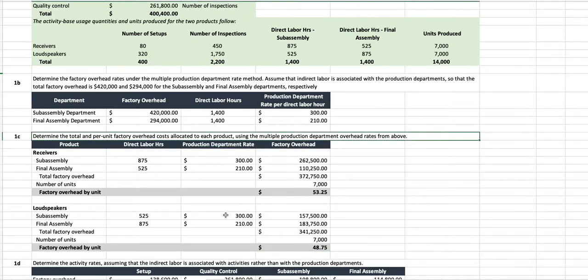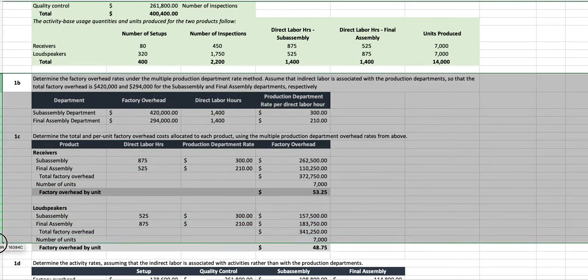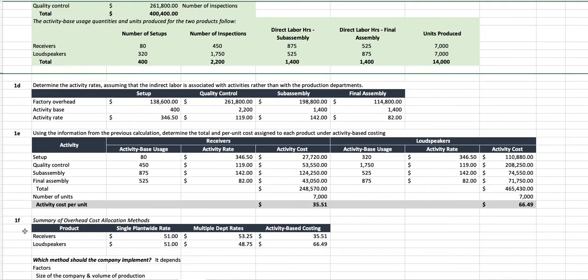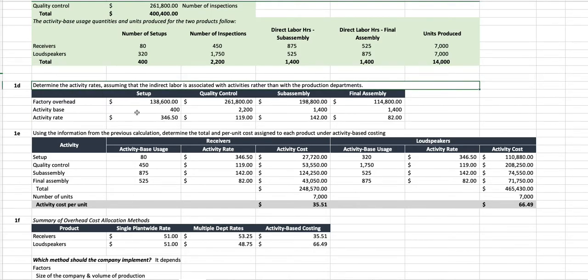This cost allocation method is based on direct labor hours, which we were told previously. All right, I'm going to hide this so that we can go on to our last section, which is the activity-based costing. So the activity-based costing is a little bit more complex, a few more steps, but really it's the same thought process. We're going to determine the activity rates, and we're going to assume that the indirect labor is associated with activities rather than with the production department.